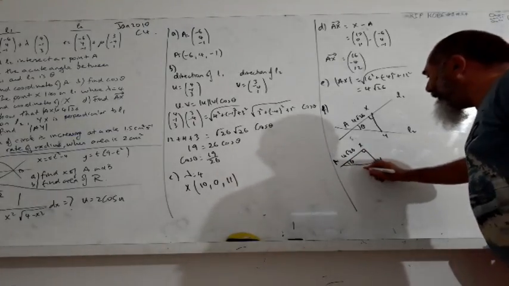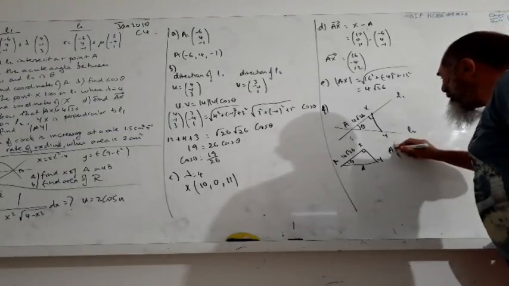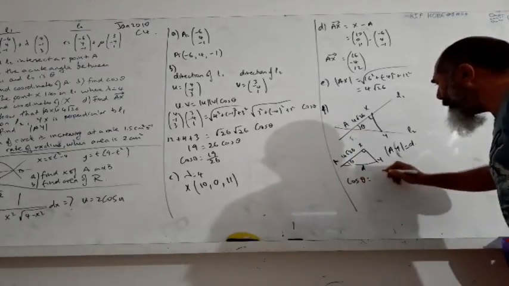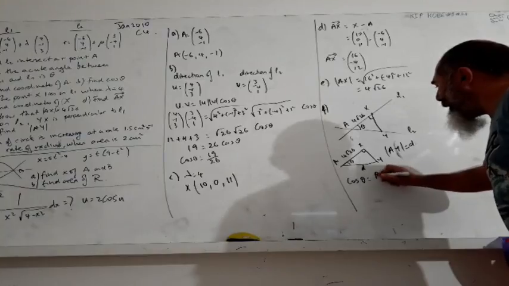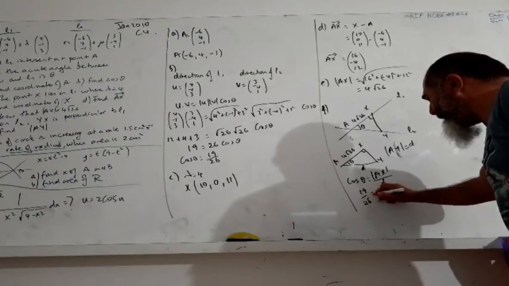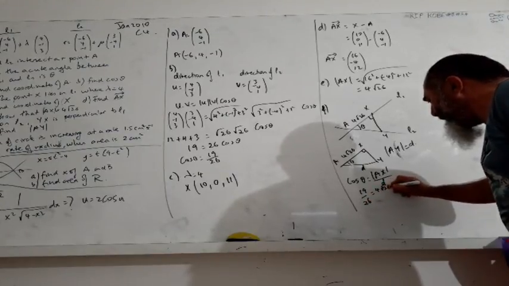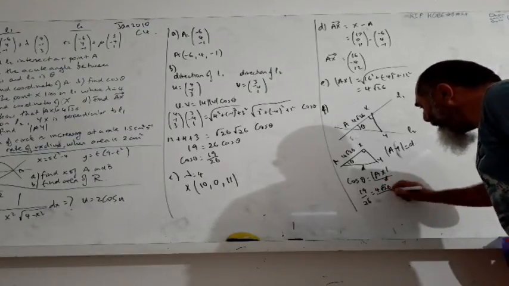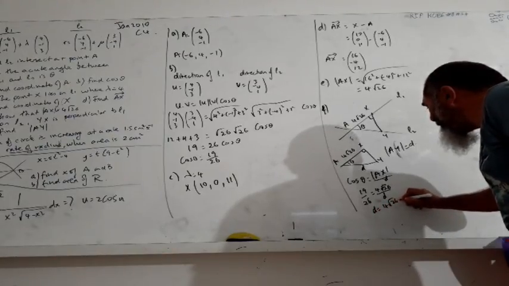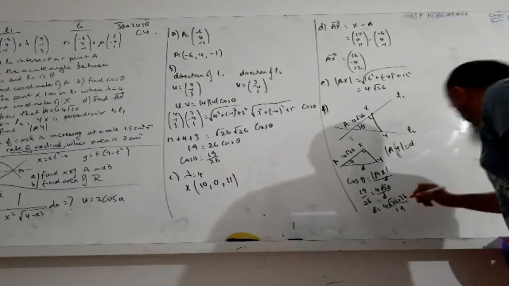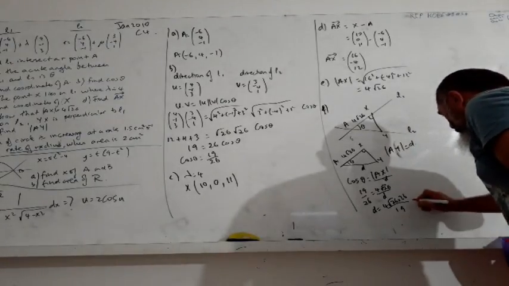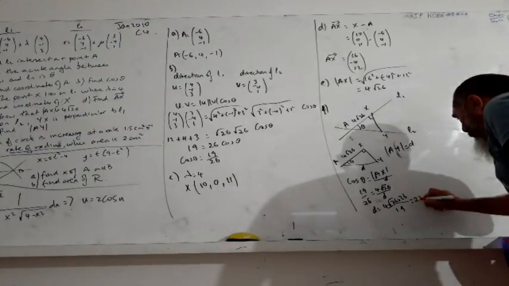This is 4 root 26, and we have theta there. Call the magnitude of AY D. So cosine theta is equal to the magnitude of AX over D. This is 19 over 26, equal to 4 root 26 over D. So D is equal to 4 root 26 times 26 over 19. So D is 27.9.